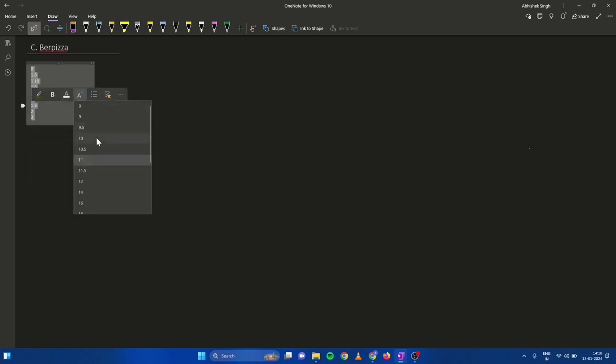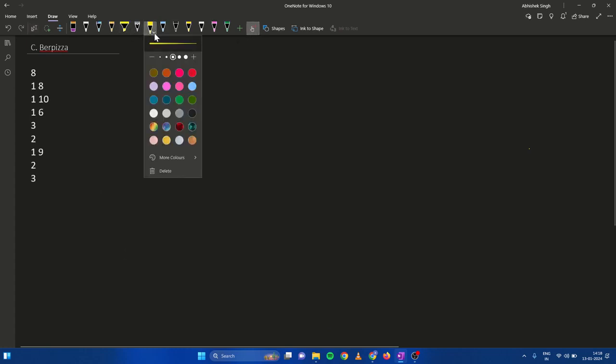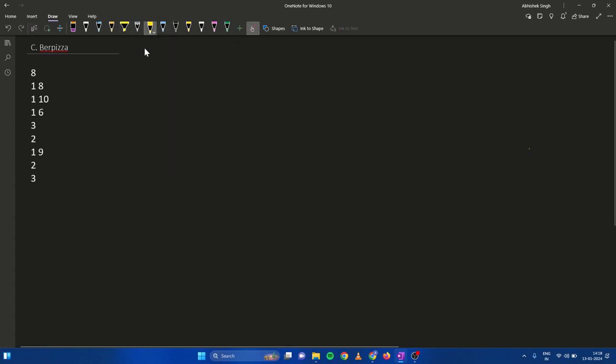Let me increase the font size for better readability. Fine. Okay, what actually happened? Let's understand it here. Okay, customer 1 came with 8, meaning he's going to spend 8 amount of money. Second customer came with 10, he's going to spend 10 amount of money. Third customer came, he's going to spend 6 amount of money.